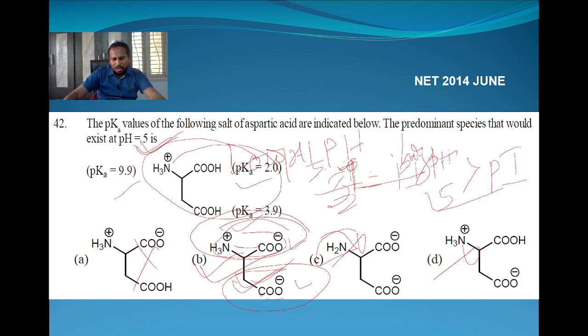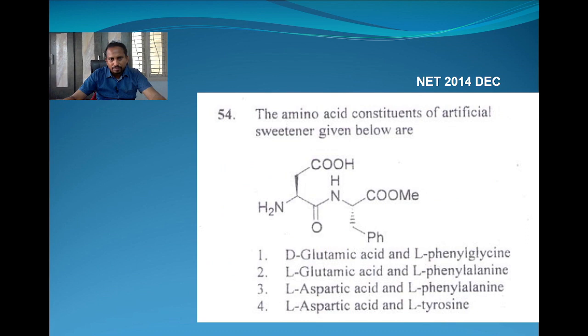Okay, moving to the next question. The amino acid constituents of the artificial sweetener aspartame are given in the following options. This is nothing but a peptide chain, where amino acids combine to form a peptide. So what are these? This is the structure with CONH and CH2, glutamic acid is there, and here another amino acid, phenylalanine.